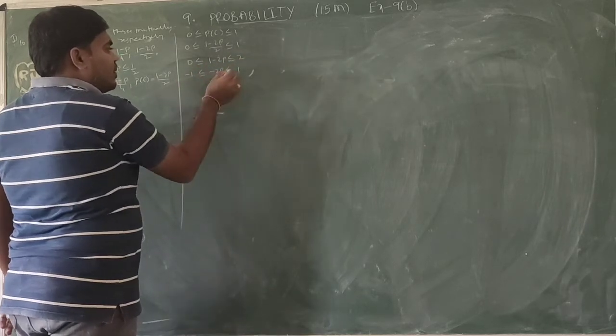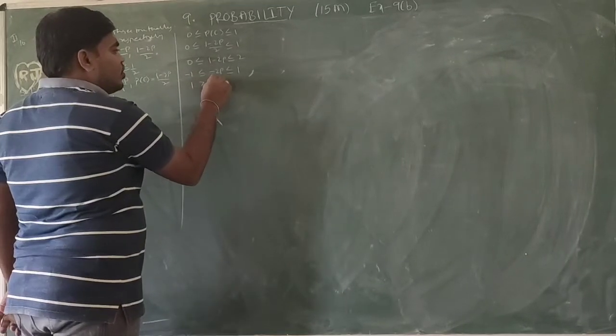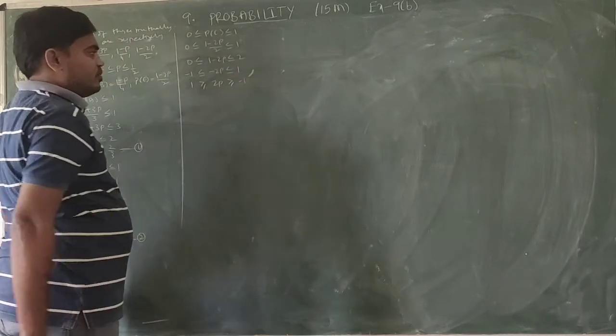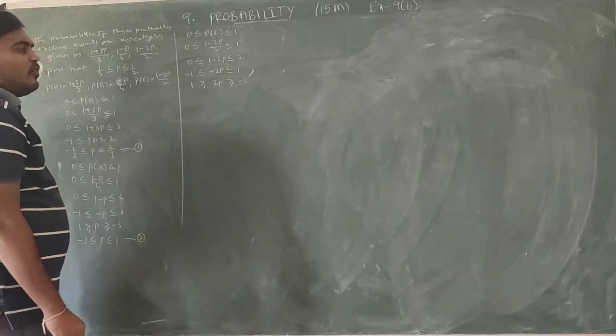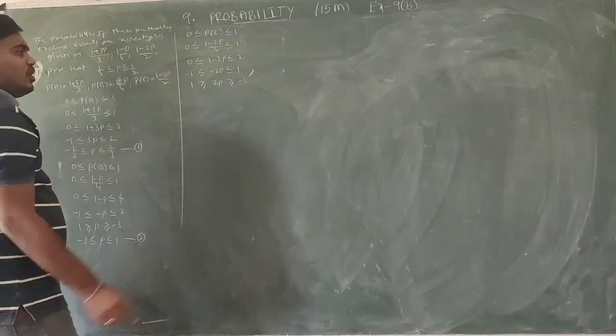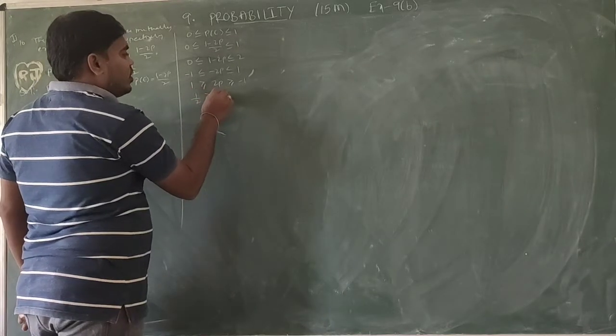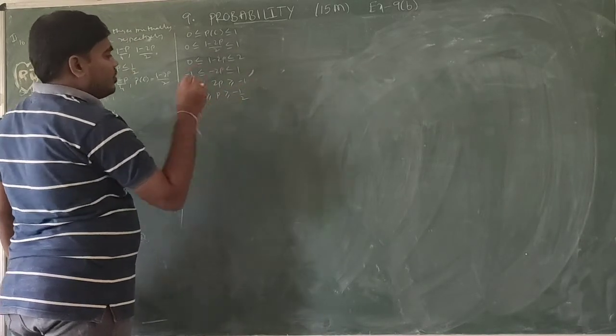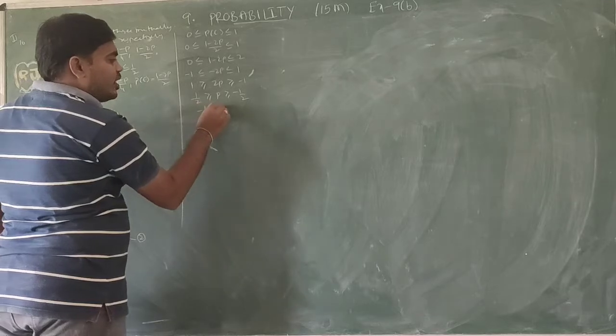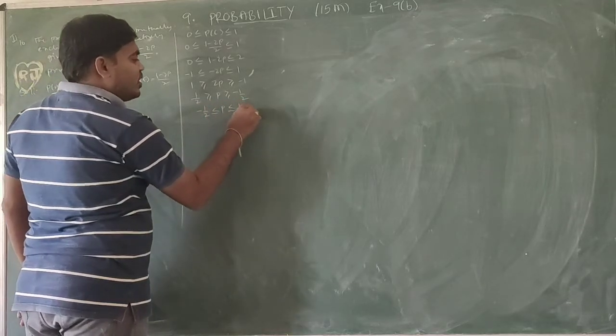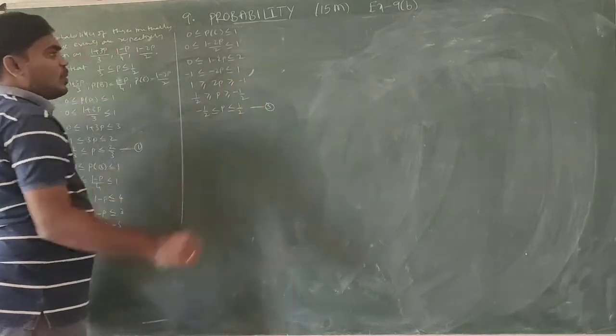So multiply with −1: 1 ≥ 2p ≥ −1. If we multiply with a negative, the inequality sign changes. So 1/2 ≥ p ≥ −1/2. I want to write it in order: −1/2 ≤ p ≤ 1/2, in equation number 3.